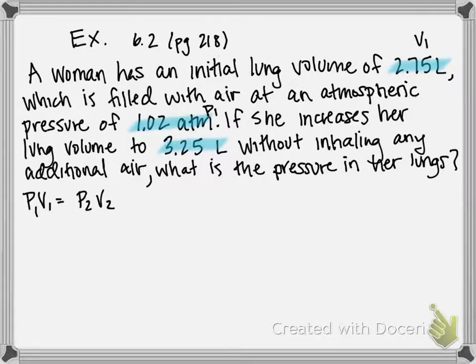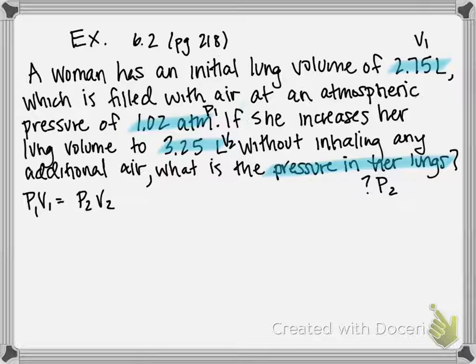Then it says if she increases her volume to 3.25 liters, so liters is a unit for volume. Since we already have V1, this must be V2. Without inhaling any additional air, what is the pressure in her lungs? So it asks about pressure. Since we already have a P1, that means we must be looking for P2.